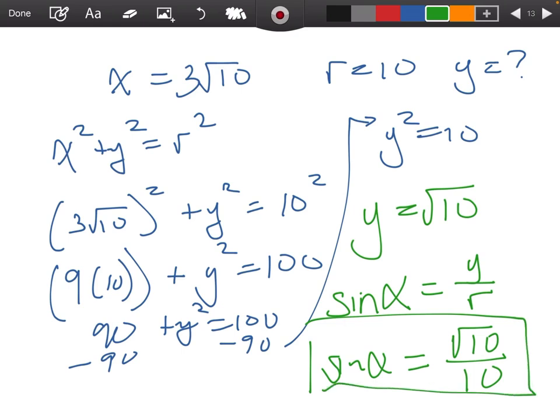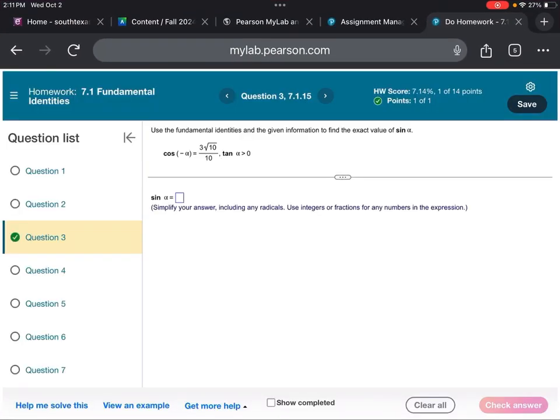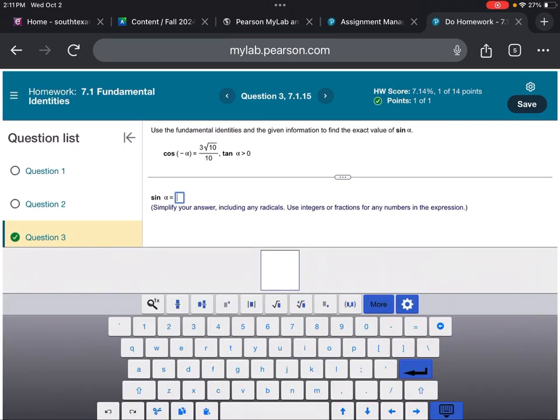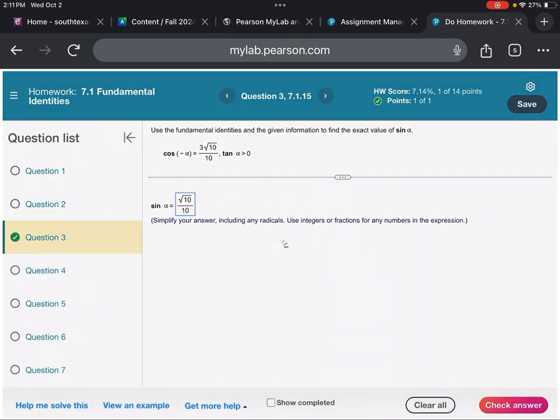And y'all, I'm going to go ahead and check my answer. So let's come back this way, and let's put it here. Let's do a fraction. Let's go square root of 10, okay? And on the bottom, let's put 10. And let's check our answer, and we got it, okay?